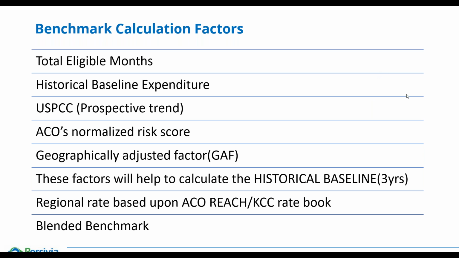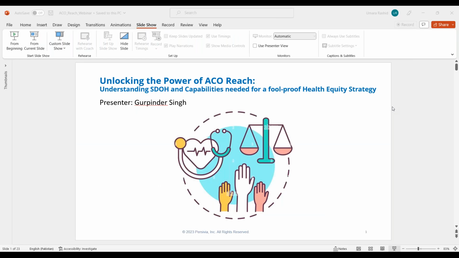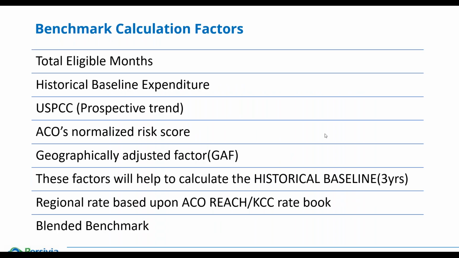The second factor is historical baseline expenditure. For the historical baseline expenditure under ACO Reach, the reference years are 2017, 2018, and 2019 with the weightage of 10, 30, and 60 percent respectively. So the reference year 2019 will have 60% weightage while calculating the historical baseline expenditure. There are some other factors as well, like a prospective trend, the ACO's normalized risk score, and a geographically adjusted factor, which talks about the area in which your beneficiaries are. All these factors combined calculate the historical baseline.